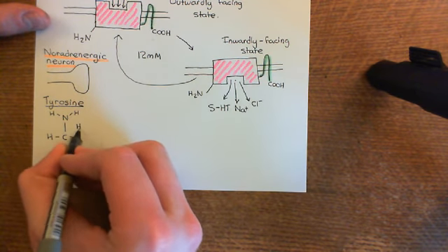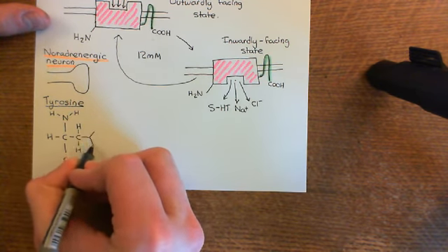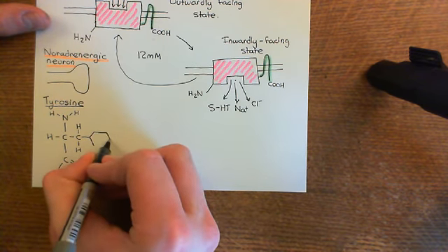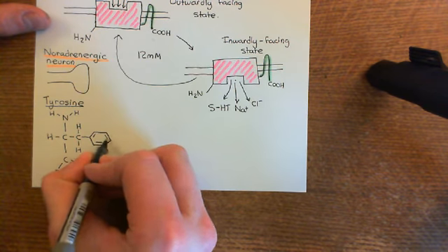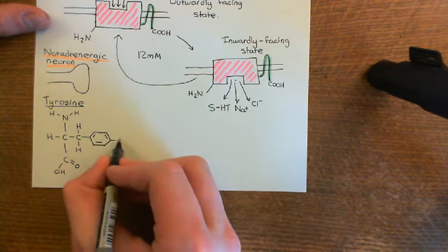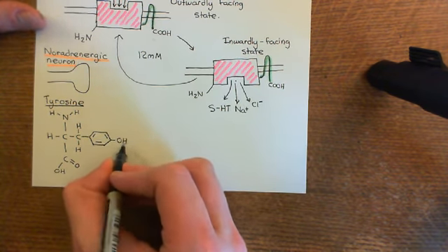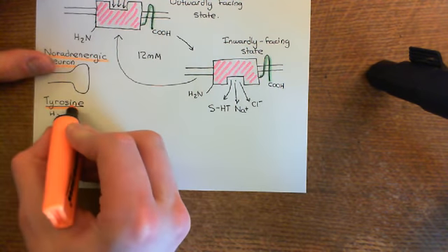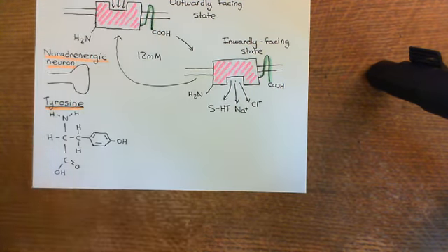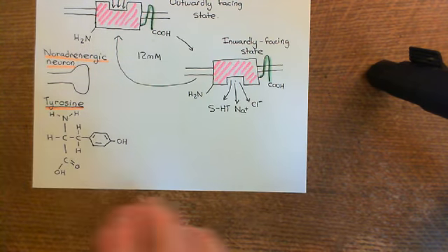Then there's a benzene ring coming off this methylene group. Here is my benzene ring, like so. And then off the benzene ring you have an alcohol group. So this is the structure of the amino acid tyrosine, and this is what we're going to start off with in the synthesis of noradrenaline.